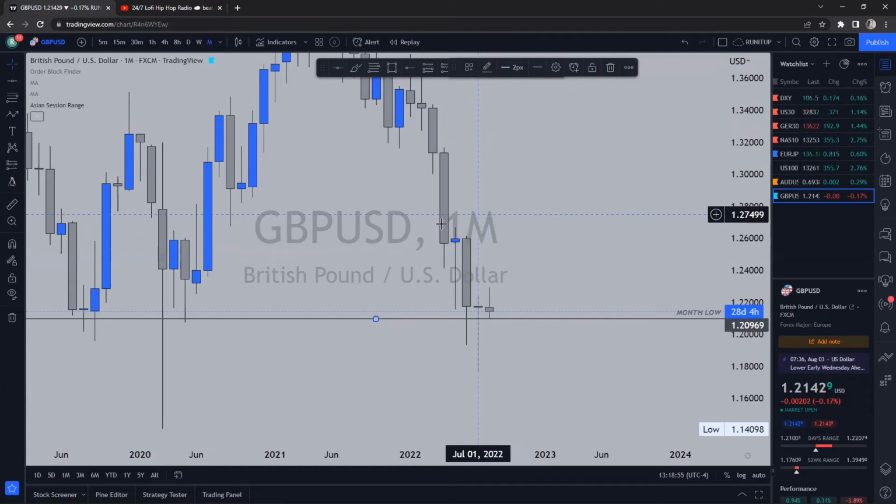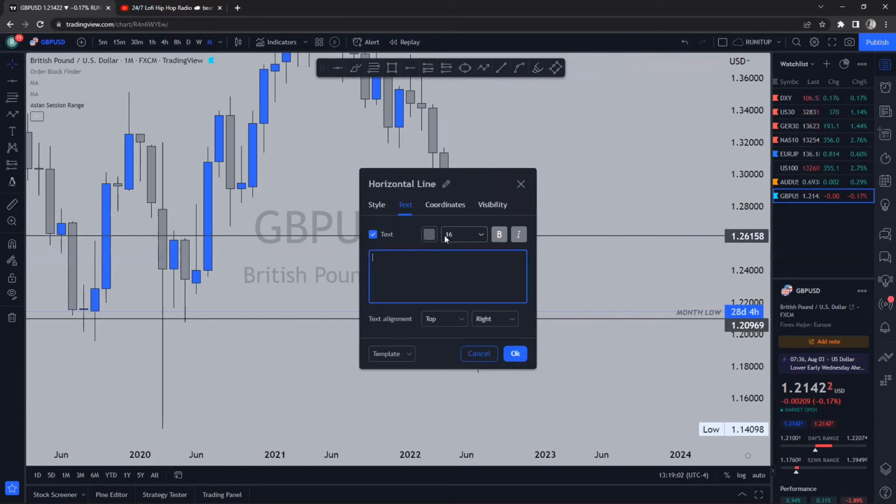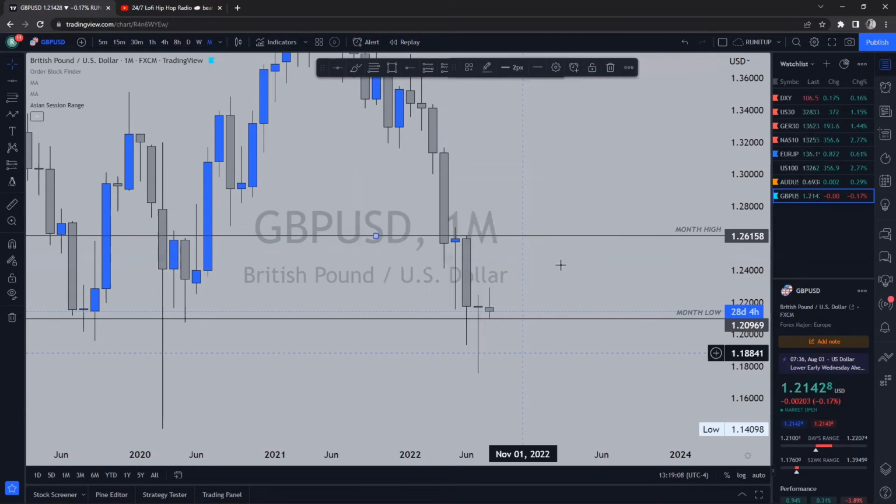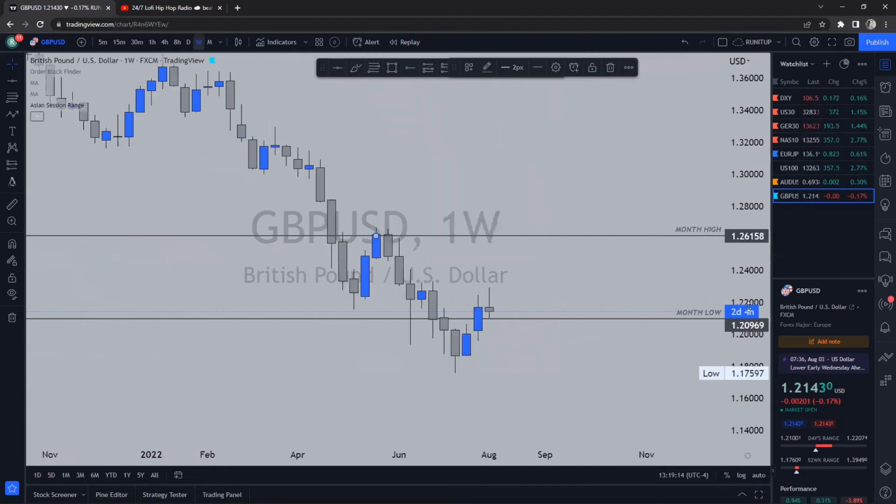And you're going to see how everything correlates when we go back down to the smaller time frame. This is the month high. All right, so now I'm done with the monthly time frame. I don't need anything else on the monthly. And I might not need anything on the weekly. Nope, I don't.